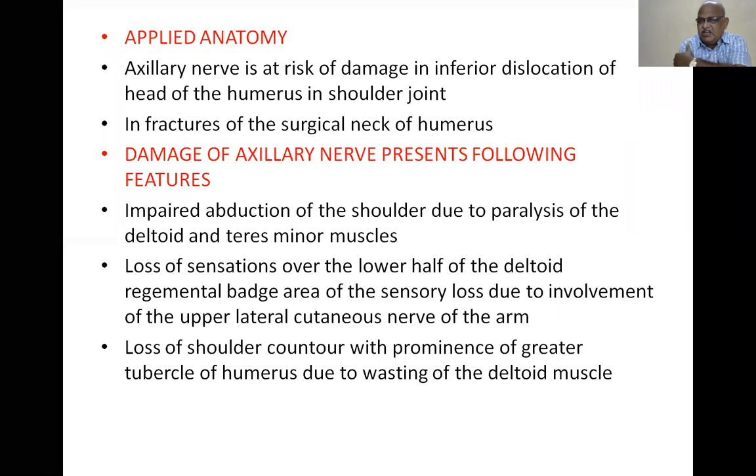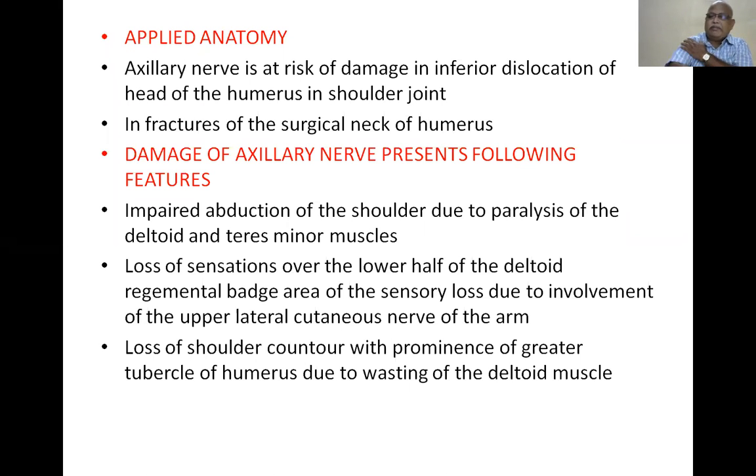So the contour of the shoulder, the upper arm, top part, the shape is lost if the deltoid becomes atrophied. Deltoid becomes atrophied if the axillary nerve is damaged, because the axillary nerve supplies the deltoid muscle, which is paralyzed when the axillary nerve is damaged. Deltoid is the principal abductor of the shoulder joint. So abduction of the shoulder joint is lost.